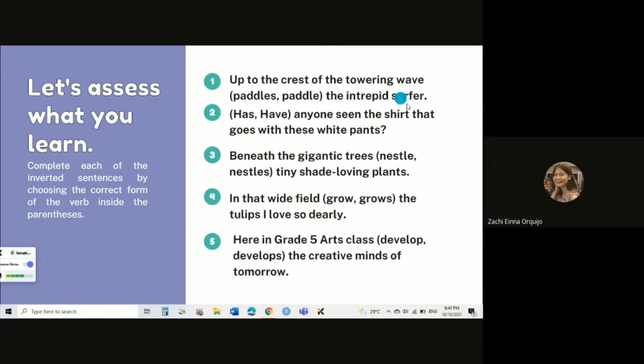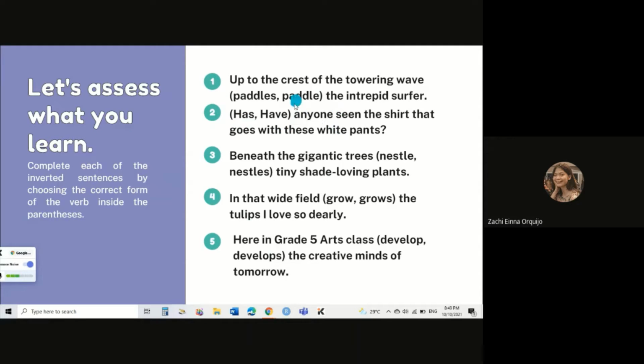So, kung singular ang subject natin dito, we choose the word paddles. Okay? Because paddles is a singular verb. Kung paddle naman, ito yung plural. So, dahil singular ang subject natin, we use or we choose paddles as singular verb. So, the correct answer here is paddles. For the number 2, has or have, ano ang tamang sagot?